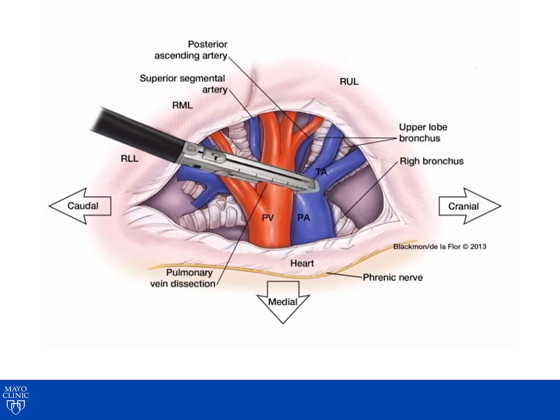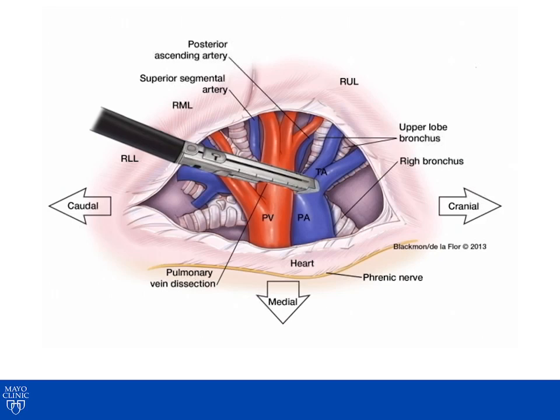Dissecting the pleural surface and dividing the pleural surface exposes the superior branches of the superior pulmonary vein. Be careful to dissect the pulmonary vein branches going to the right middle lobe and preserve them, and only divide those branches of the pulmonary vein going to the right upper lobe.